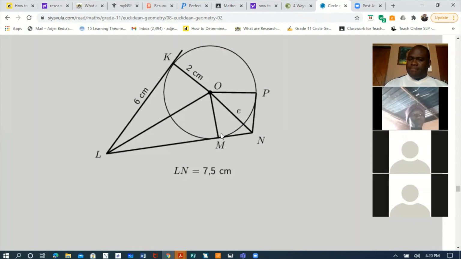What is the radius here? OM. Radius OM. In that case, I want to believe that you agree with me if I say we have a right angle triangle here, OMN. Where else do you see a right angle triangle? KLO. Where is the right angle?